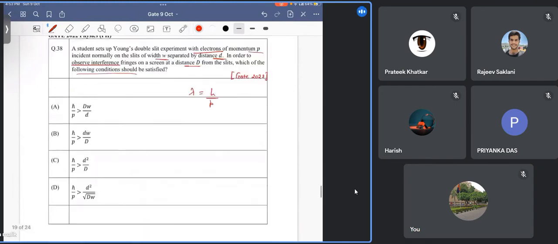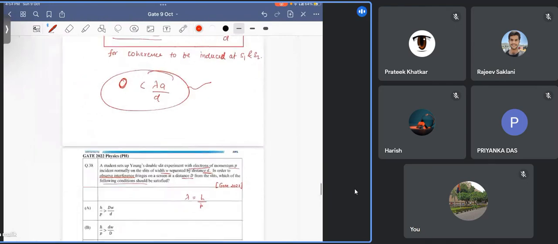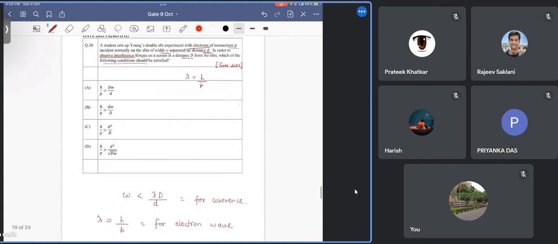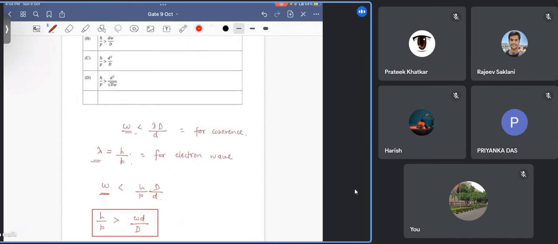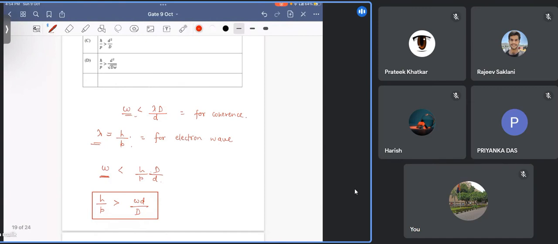The condition that should be satisfied is that the width of the source has to be less than lambda A by d. Here A is the separation between the source and the slits, so here it is given as capital D. That means W, which is the slit width here, should be less than lambda capital D by d, and for an electron lambda is h upon p. That means W should be less than h upon p into capital D by d.